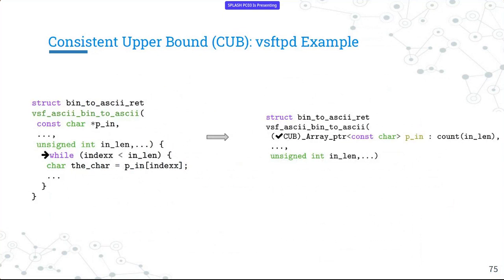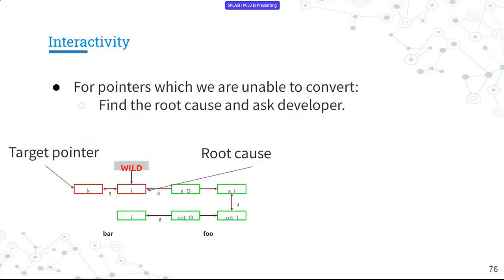So this is an example in BSFTPD, where, as you can see, idx is an index into array pin, which is always checked with in_length, which is the in-scope variable of pin. Our consistent upper bound heuristic infers that the bounds of pin is actually in_length. Good. We figured out the bounds.